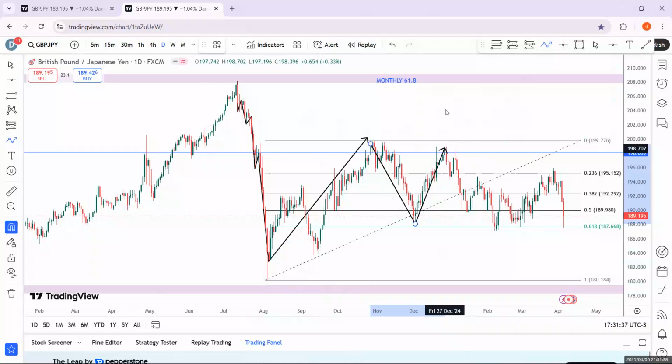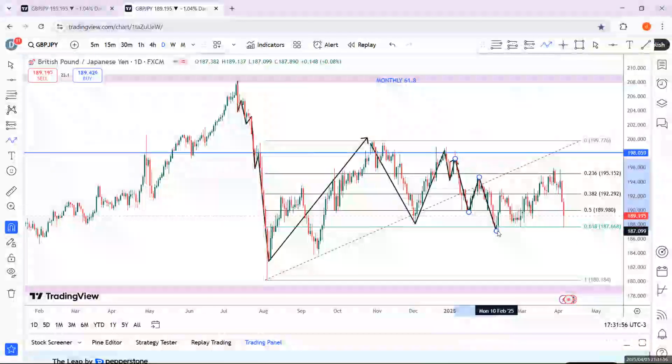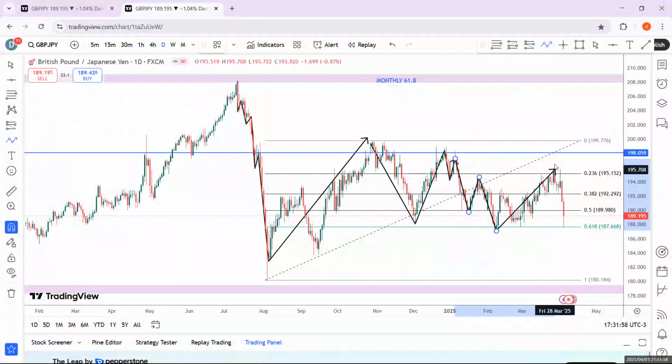Then it was not enough to push price to the top. Instead, price came back again to 61.8, and at 61.8, the entirety of the structure that brought price down to 61.8 has gotten broken. These are the entirety of the structure that brought price down to 61.8 for the second time. We just had a daily break of that structure.